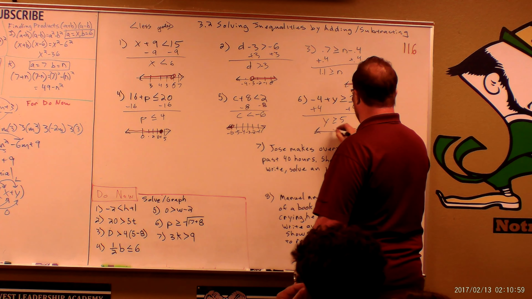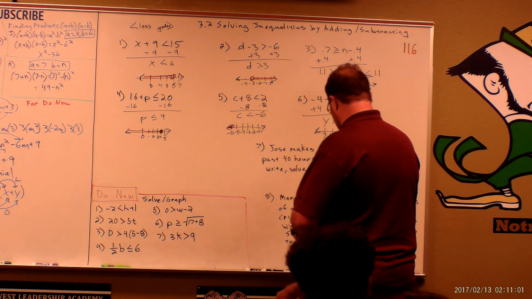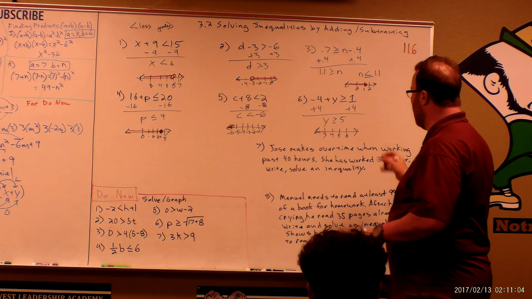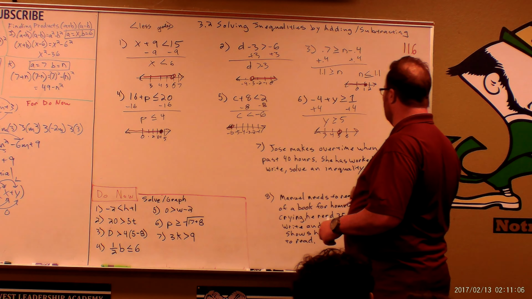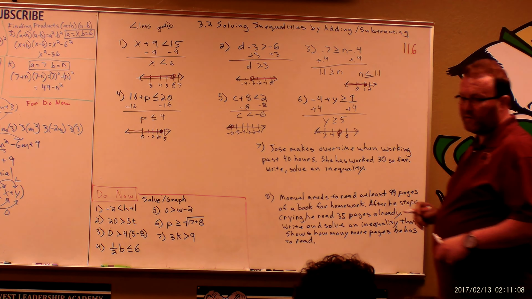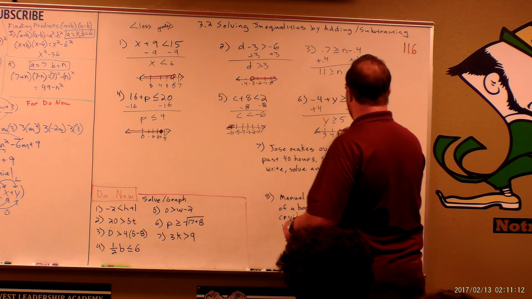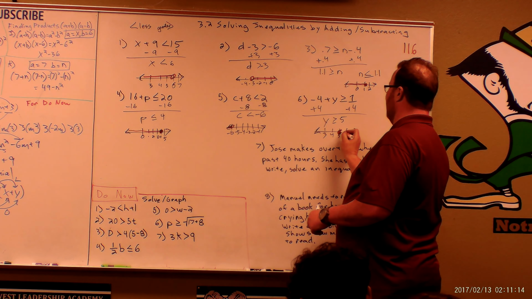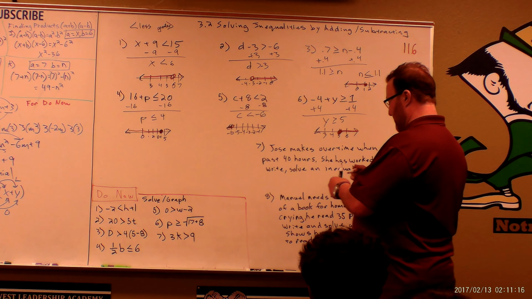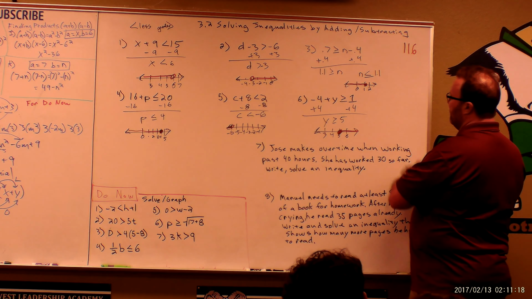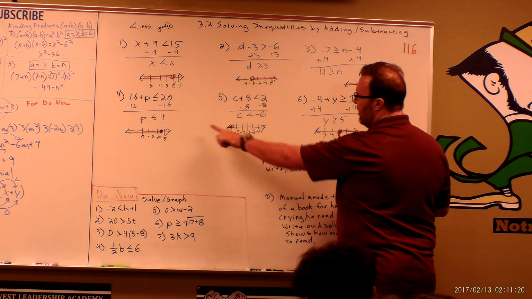So 5, 6, 4, 3. We're going to go to the 5. Open or closed? Closed. Shaded in. Headed what direction? Right. Good. Notice these point the direction they go when the variable's up front.